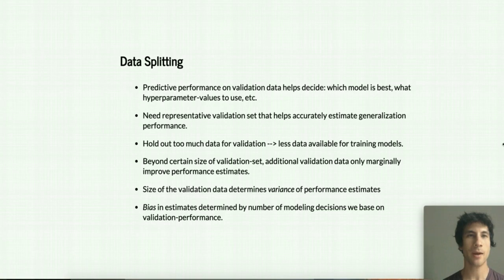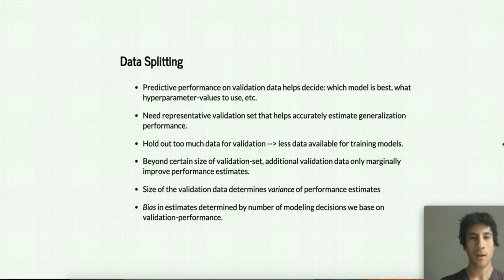Once the validation set reaches a certain size such that we can accurately estimate predictive performance on new data, additional validation set increases will only marginally improve these estimates. While the size of the validation data determines the variance of our performance estimates, how biased these estimates are is determined by the number of modeling decisions we base on the validation performance that we see.